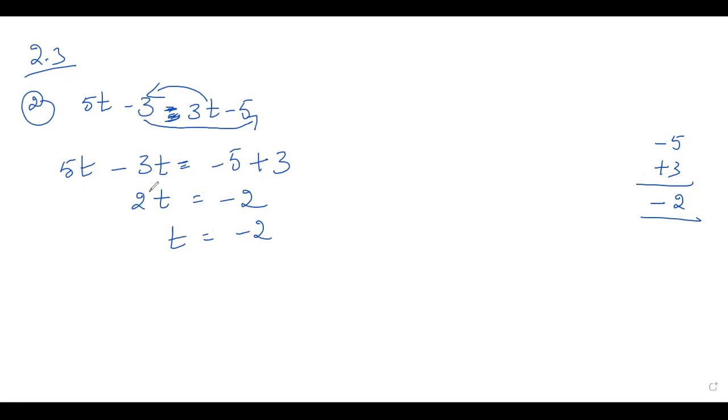There is a multiplication sign between the variable and the number. So when you transpose it, you have to divide it. That is equal to minus 1. So the value of t is minus 1.